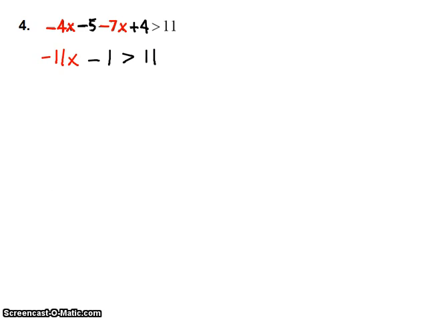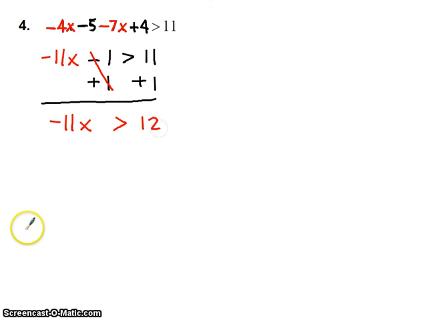So we want to solve for that 11x there, that negative 11x. So we add 1 to both sides. A minus 1 plus 1 cancels. And we have a minus 11x is greater than 12. And so we divide both sides by a negative 11. Divide both sides by a negative 11.